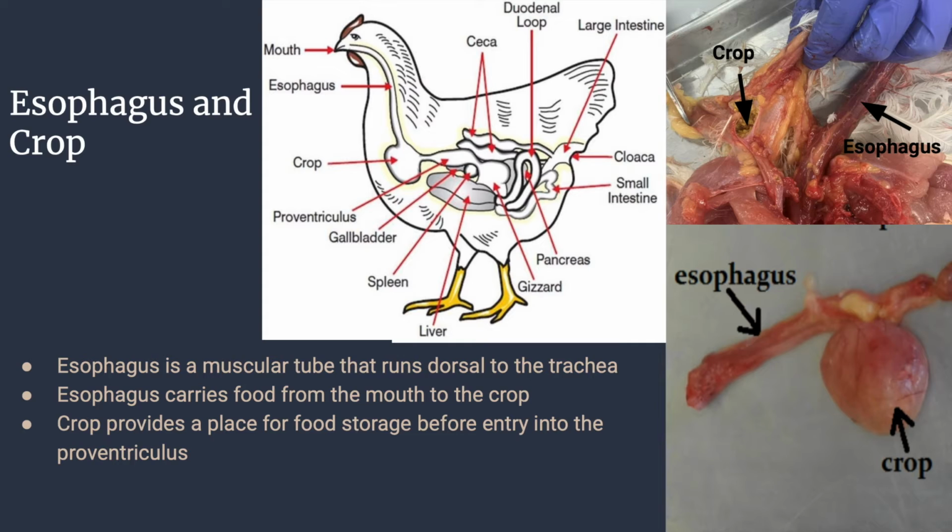And then we have the esophagus, and the crop comes next. The esophagus is a muscular tube that runs dorsal to the trachea. It carries food from the mouth to the crop, and then the crop provides a place for food storage before entry into the first stomach, which is the proventriculus.